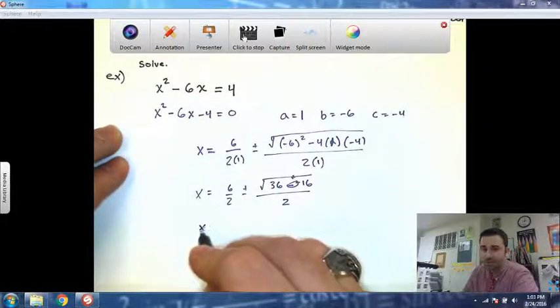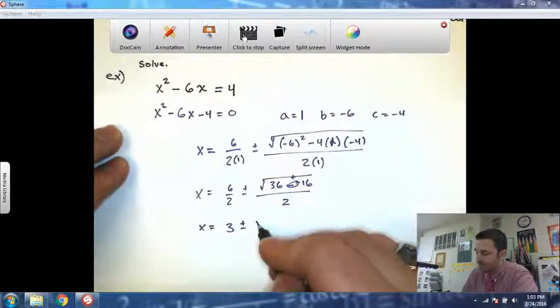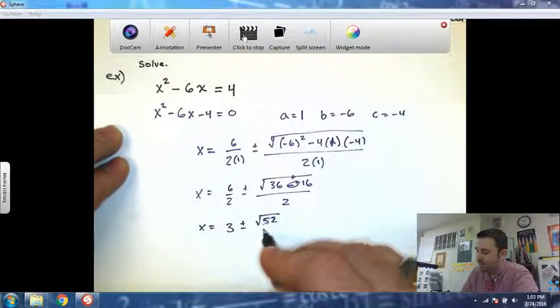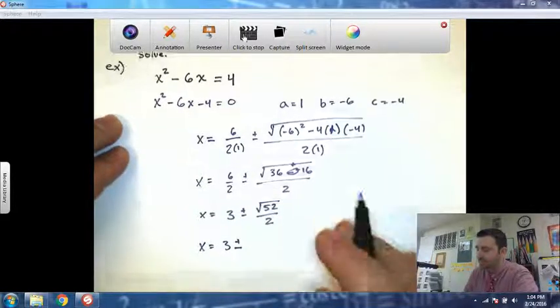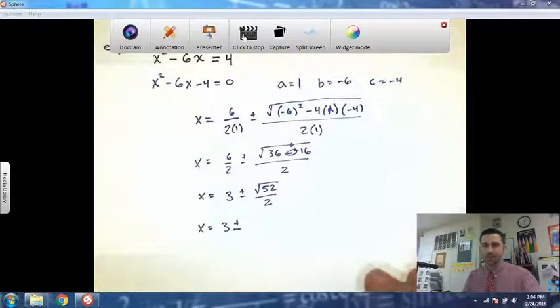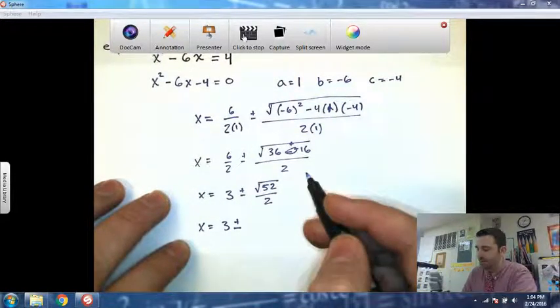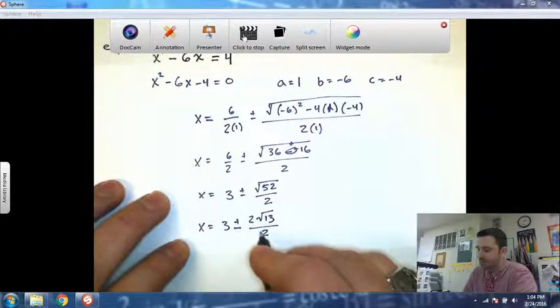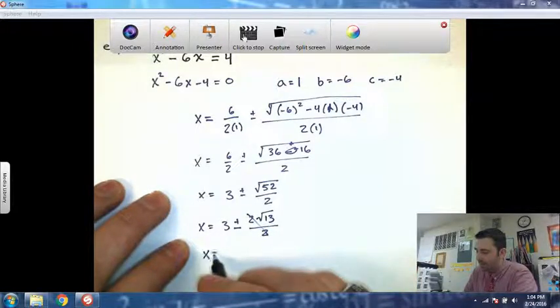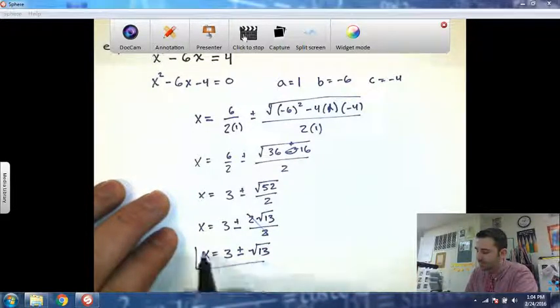And so then this simplifies 6 over 2 to 3 plus or minus the square root of 36 plus 16, which gives me the square root of 52 over 2. Well, then we can simplify that 52 into 4 and 13. So then the square root of 4 would be 2, so 2 radical 13 over 2. Well, then these 2 and 2 simplify to 1, and that gives us the solution 3 plus or minus root 13, which gives me the solutions.